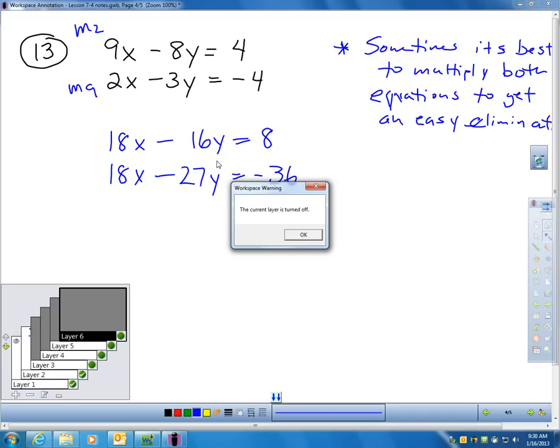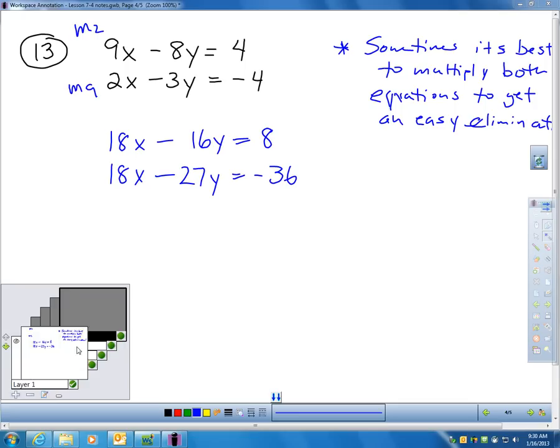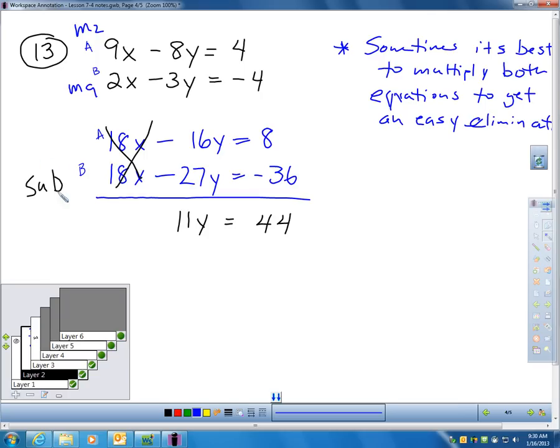I'll multiply equation A by 2. And when I do that, I get 18x minus 16y equals 8. And then I'm going to multiply equation B by 9. That gives me 18x minus 27y equals negative 36. Now I have an elimination of x's if I subtract. I'm going to subtract, so you've got to be careful when you subtract here.